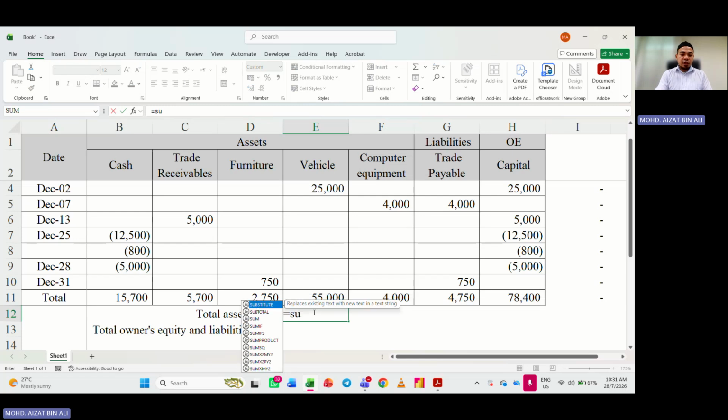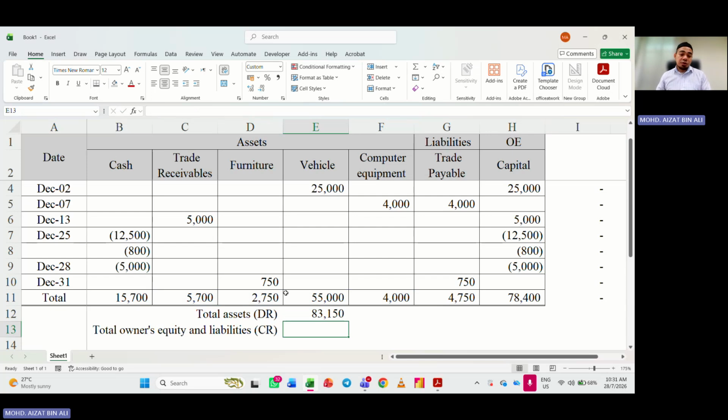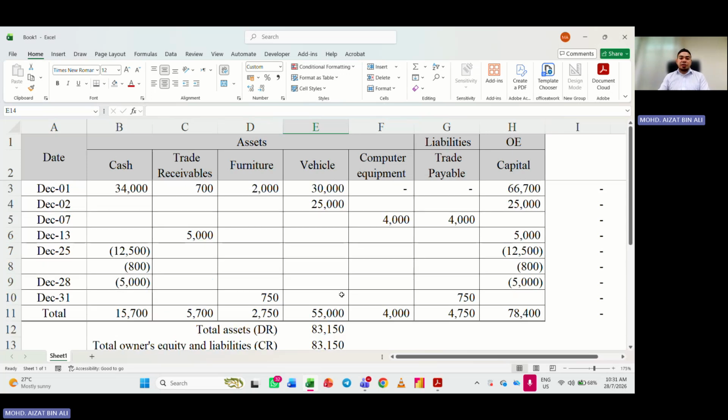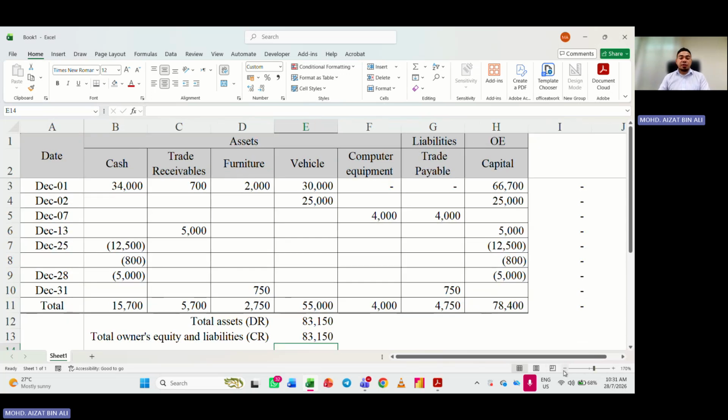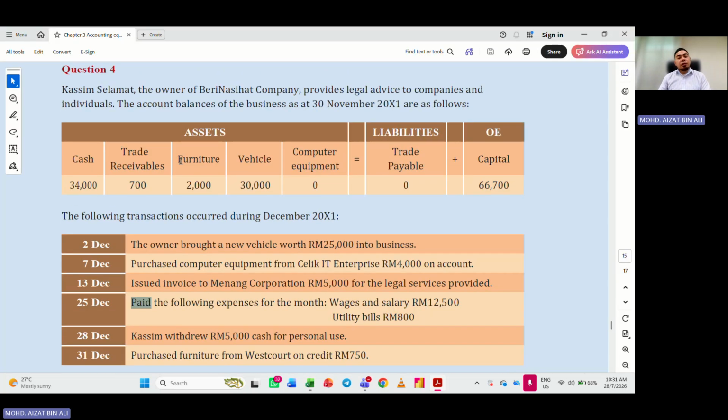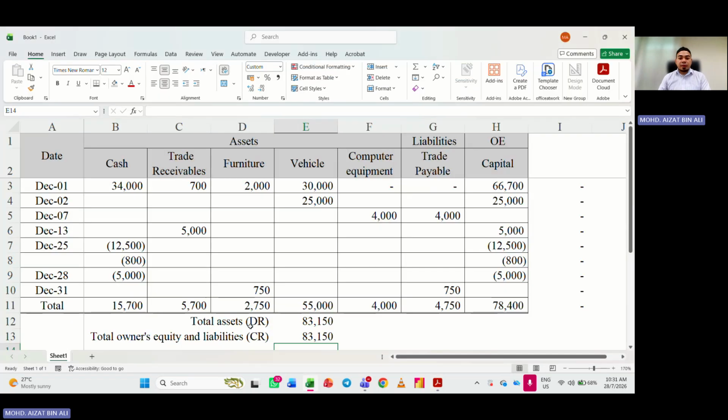And the amount for assets, you have to do this, especially in your quiz, because sometimes we allocate marks for this. All right, so that's it for question number four. If you have any question, please ask.